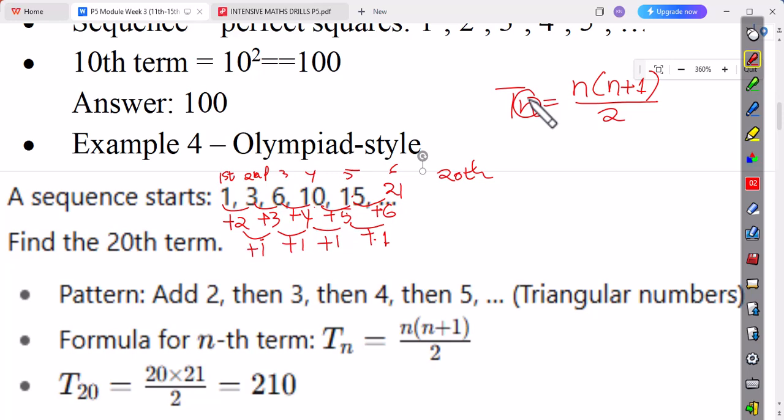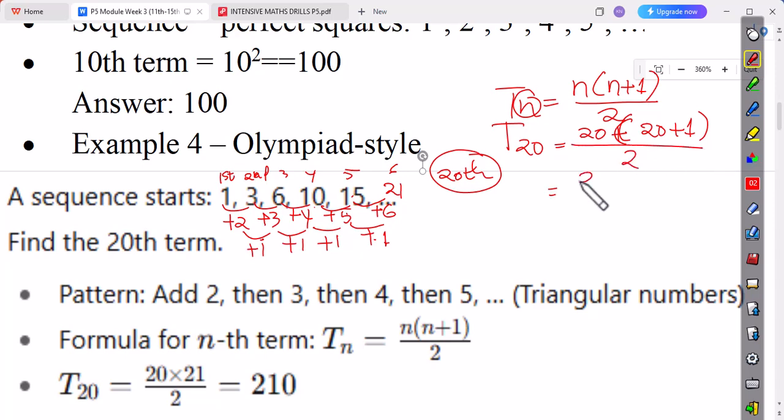This n stands for the place that we need to find the number. For example, we need to find the place of 20. So we change all the n's to 20: T20 equal to 20 times 20 plus 1 divided by 2. So we have here 20, we solve in the bracket first, 21, divided by 2. Then we can eliminate this one, we got 10. So 210. So this is the way to solve the number pattern.